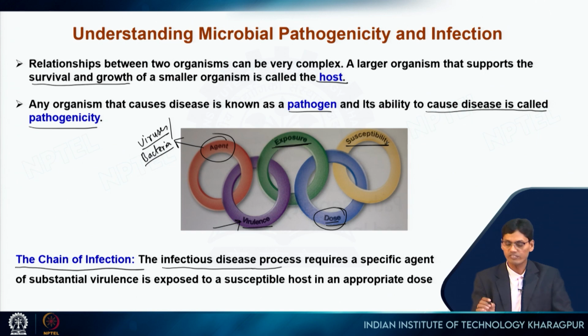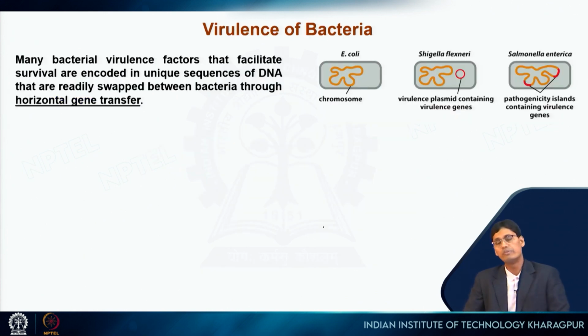And here, if one of these steps is broken, if you just stop one of these steps, then that infection will not progress. For example, if some microbes don't have virulence, then it is not a pathogen. It cannot cause disease. Or if the dose is not sufficient, again it will not cause disease, right? So that's why this is very important and interesting to understand. Now, I will discuss the virulence of bacteria particularly here, and then after some time I will also discuss the virulence of viruses as well.